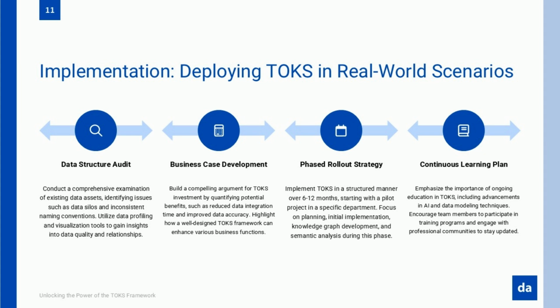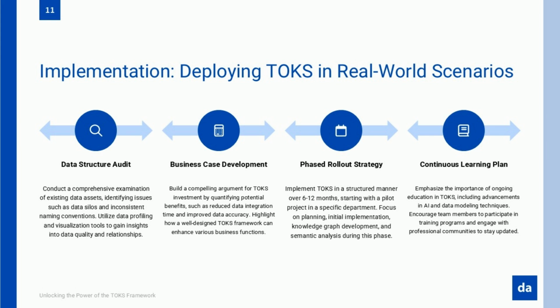The first step in implementing TOKS is developing a comprehensive rollout strategy. This plan should outline the phases of implementation, starting with a pilot project in a specific department or data domain. By beginning with a smaller scope, organizations can identify and address any unforeseen challenges before scaling up. The strategy should also include clear timelines, resource allocation, and key performance indicators to measure success.